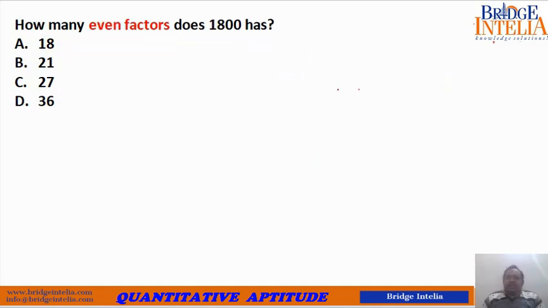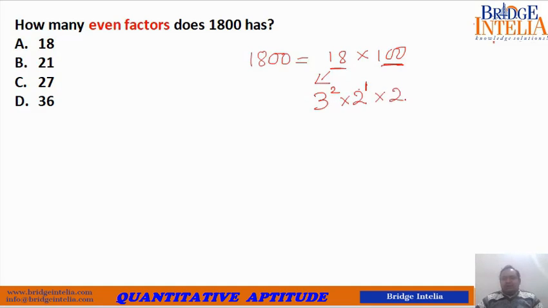How many even factors does 1800 have? The first thing, we need to prime factorize 1800. So let's do that. 1800 can be written as 18 into 100, but these numbers are not prime, so we have to proceed further and prime factorize them. 18 can be written as 9 into 2, and 100 can be written as 2 square into 5 square. If you combine the powers, it is 2 cube into 3 square into 5 square.